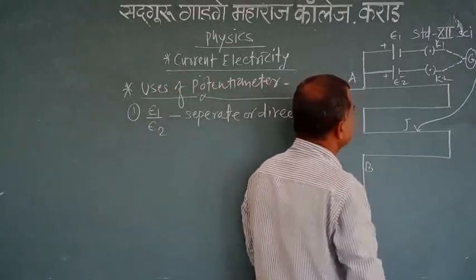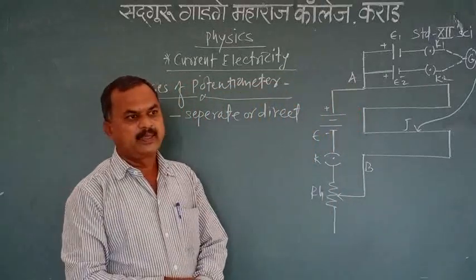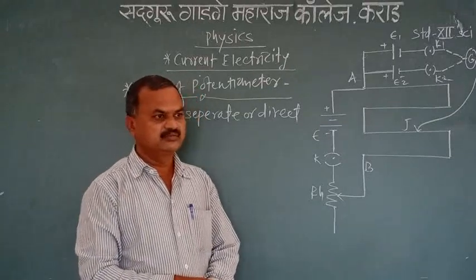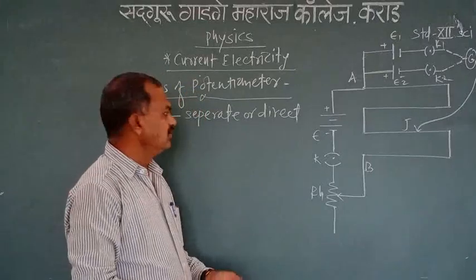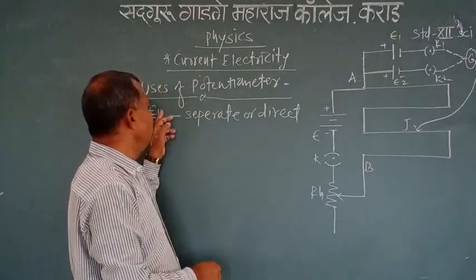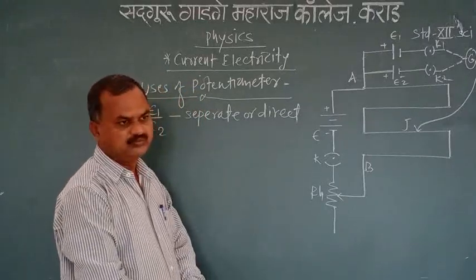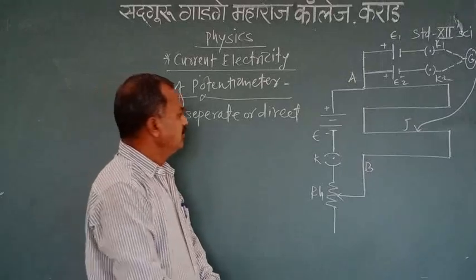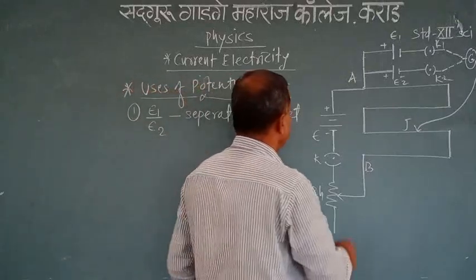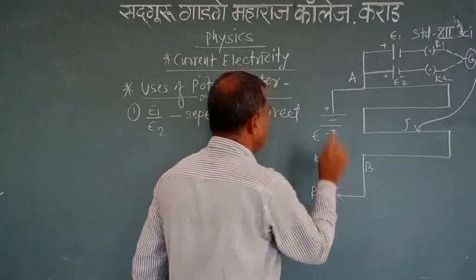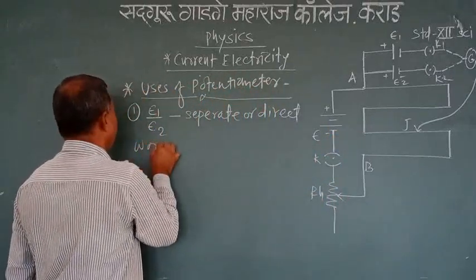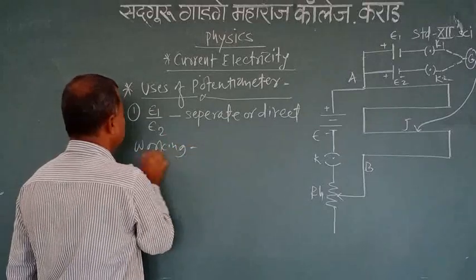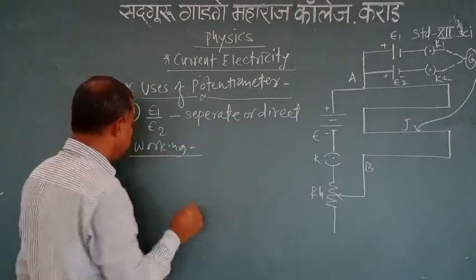This is about construction of potentiometer for the use of determination of E1 upon E2. Working of that experiment is carried in two steps.